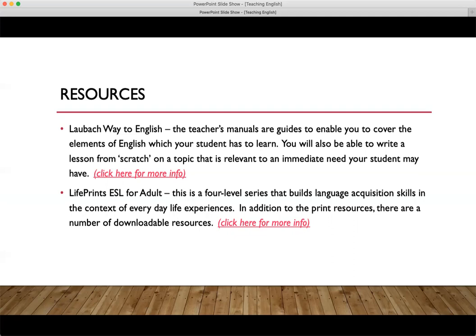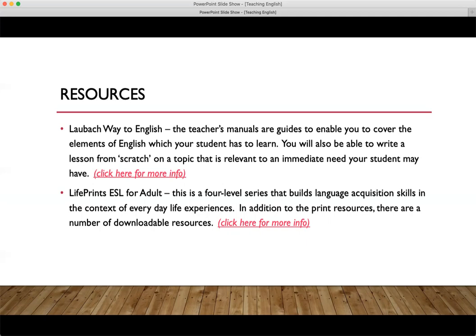The Laubach Way to English can also be used in conjunction with the Laubach Way to Reading. The second resource I'd like to point out is Life Prints, ESL for Adults. This is a 4-level series that builds language acquisition skills in the context of everyday life experiences. The organizing principle of Life Prints is context rather than language structure. The key idea behind Life Prints is that what the learner does with language is more important than what he or she knows about that language, and that language is most effectively learned, as we said, in authentic contexts.